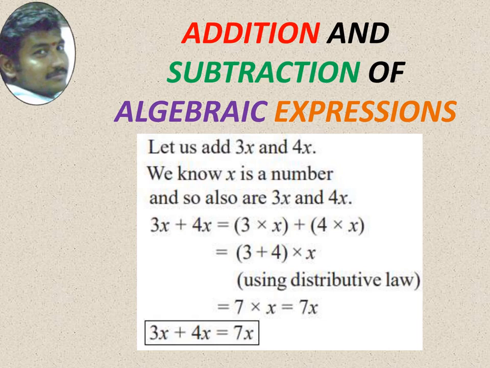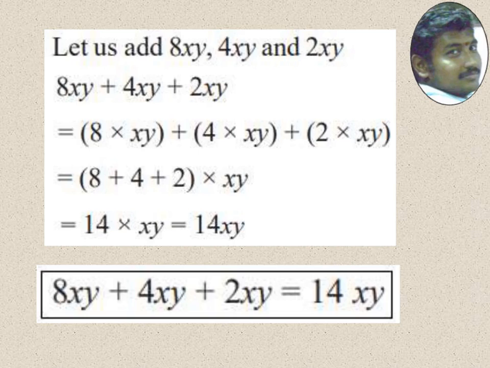Let us add 3x and 4x. Here x is common, so take it out commonly and add only the coefficients. Here 3 and 4 are coefficients, so 3 plus 4 is 7, and 7x is the answer.